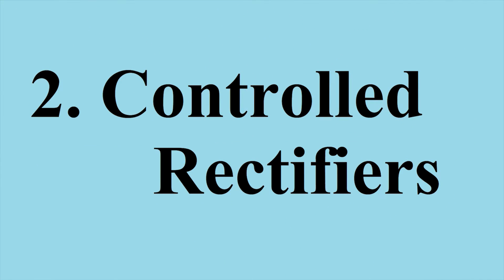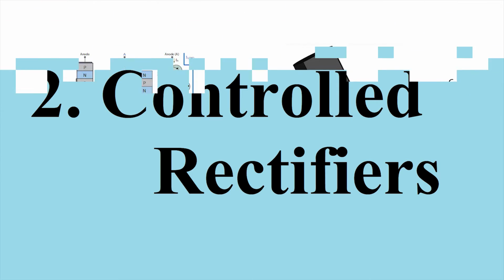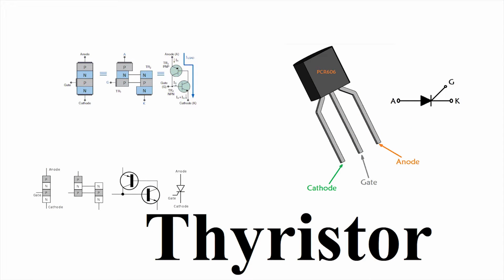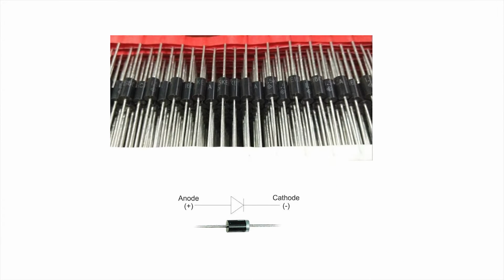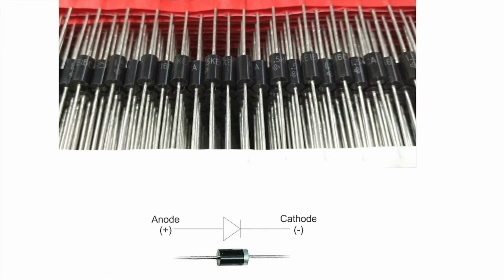2. Controlled rectifiers. These rectifiers use thyristors, instead of diodes, to rectify the AC voltage into DC voltage. These rectifiers are called controlled rectifiers, as thyristors can be controlled independently, unlike diodes, which cannot be controlled. Diodes automatically allow current to flow as soon as the current is positive.